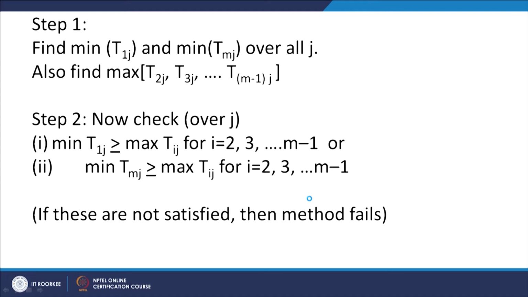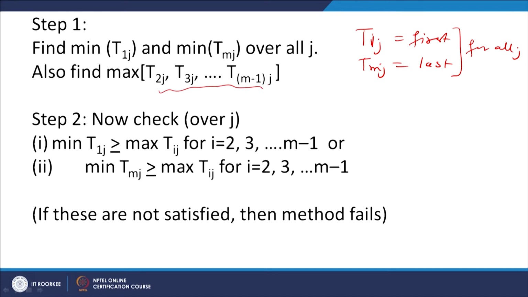Please note that T1j means the first one and Tmj means the last one in each j. This is for all j, and these ones are the intermediate ones. So, for this you have to find out the minimum, and for this also the minimum, but for the intermediate ones you have to find the maximum. This is step number 1. Then comes step number 2.